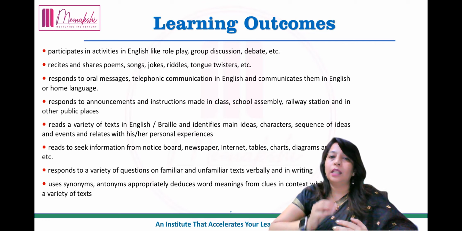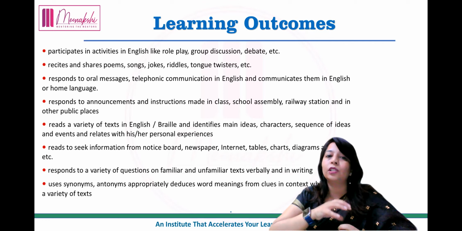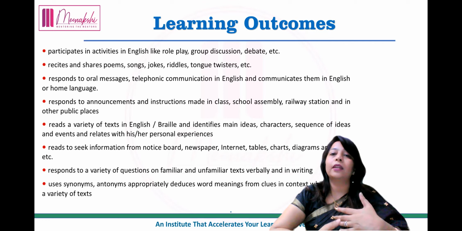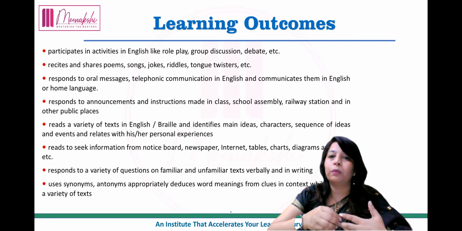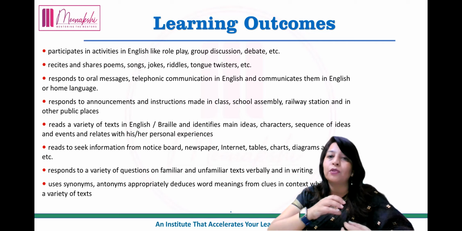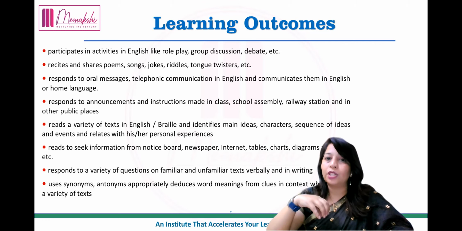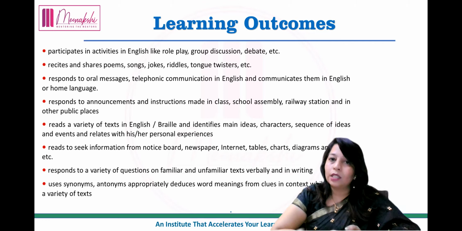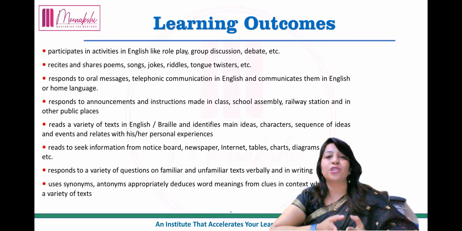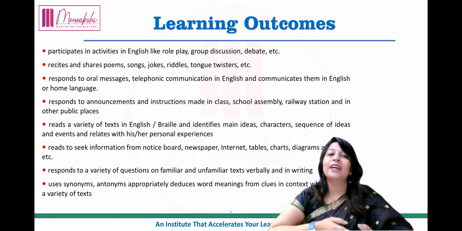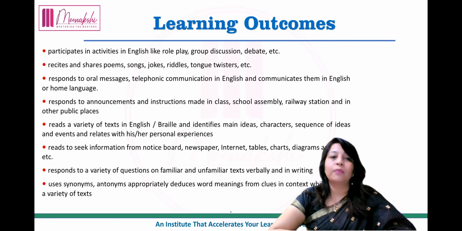Now you have to see, your learning outcome is that children should be able to take part in English. They will be able to speak in English and they should be able to take part in role play, group discussion, debate. Now you have to see in what all lessons you will be able to cover and achieve these learning outcomes. Somewhere you will be able to engage the students in role play, in group discussion, in debates. And if that's not possible, let's go to the next. Read the next learning outcome.